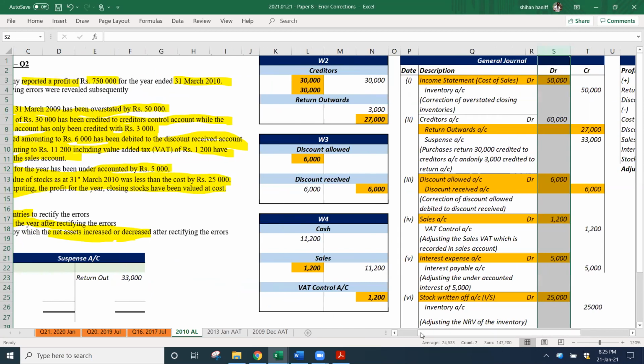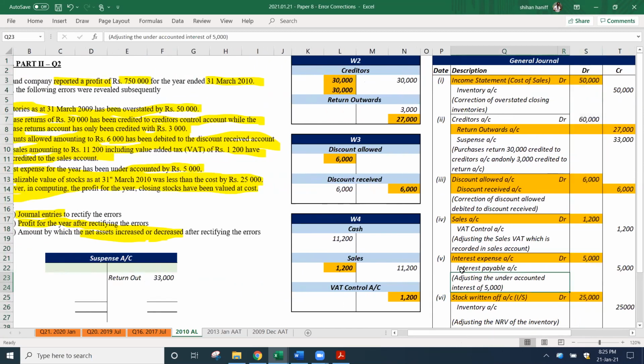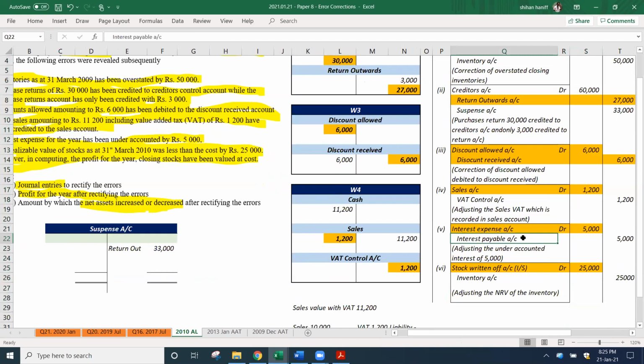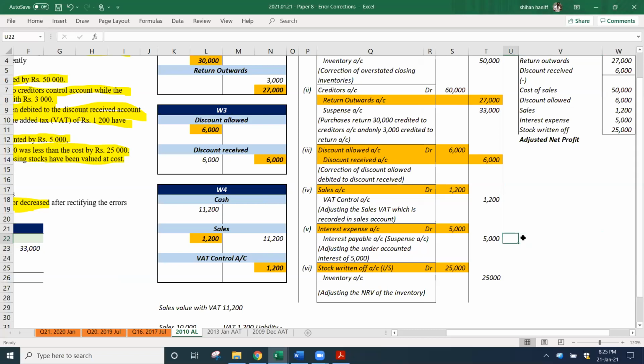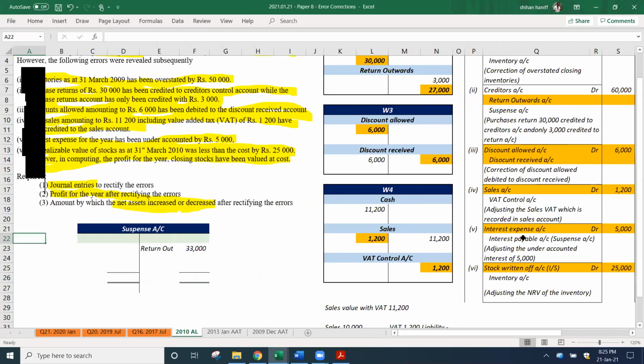There was one question. Someone asked me, number 5, the fifth one, interest payable account. Can't we have a suspense account rather than putting it as interest payable? Yes, that is also possible. If you assume the error is only in the interest expense account, yes, then you can take it as the suspense account credit. So that's based on the assumption that you made. Okay, right.